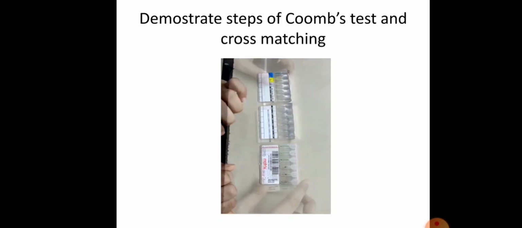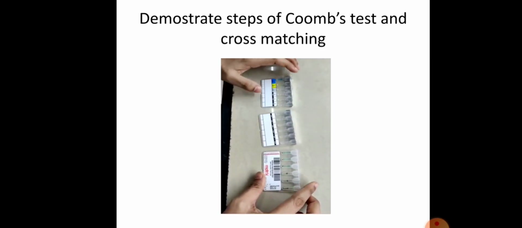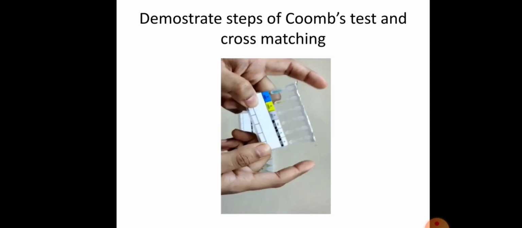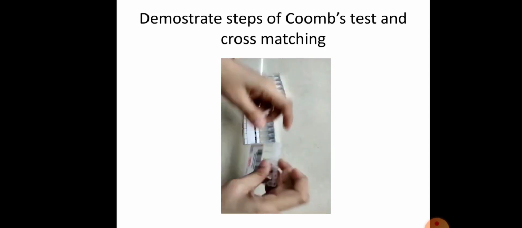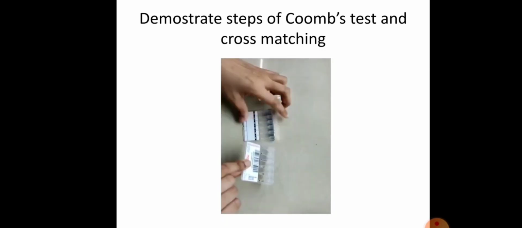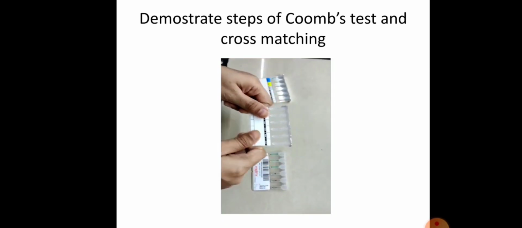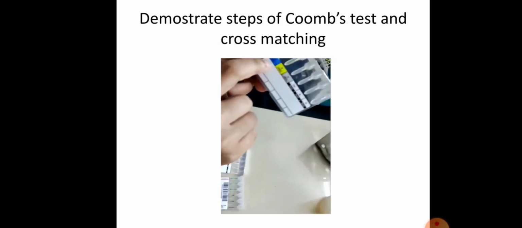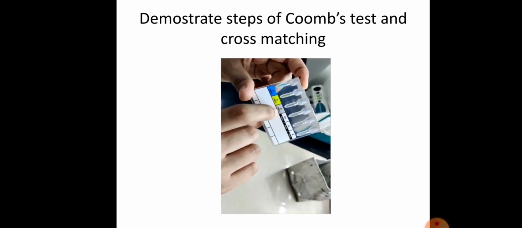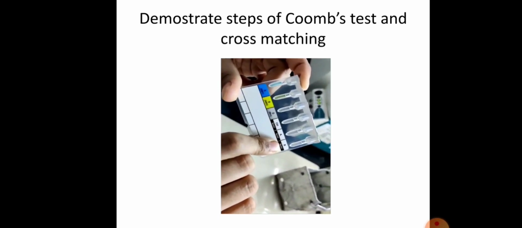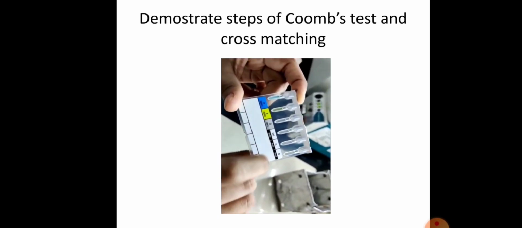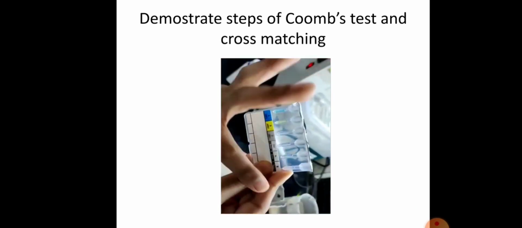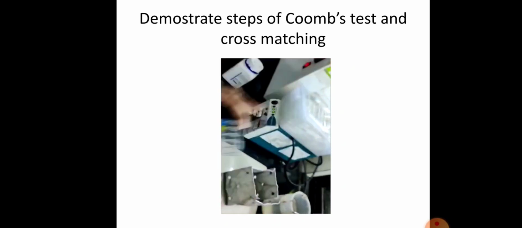This is a gel card method, an advanced and recent technique, and it is very specific. We can perform blood grouping in gel card, antibody screening on gel card, and also cross matching, which is a compatibility test, on a gel card. Here there is A, B and D, and also a control, which is an auto control, in which we add patient serum and patient cell and read the result over here.